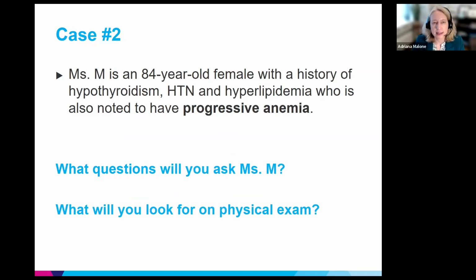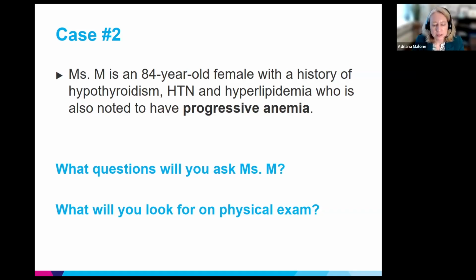Moving on to the second case of today's session, Miss M is an 84-year-old female with a history of hypothyroidism, hypertension, and hyperlipidemia who is also noted to have progressive anemia. What questions will you ask Miss M?